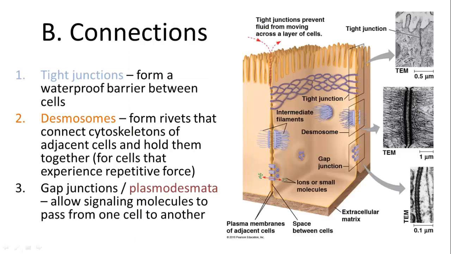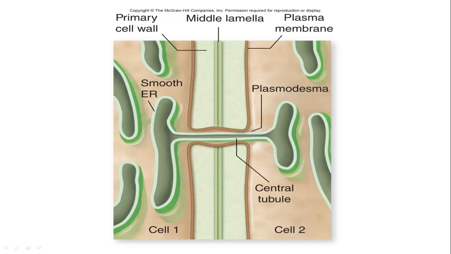All right, and then you have gap junctions and plasmodesmata. These allow signaling molecules to pass through from one cell to the other, and thus allow the cell to communicate with the other. Okay, and here's a picture of a plasmodesmata showing a connection through the cell wall to two different cells. All right, so that's kind of the general parts of the cell.